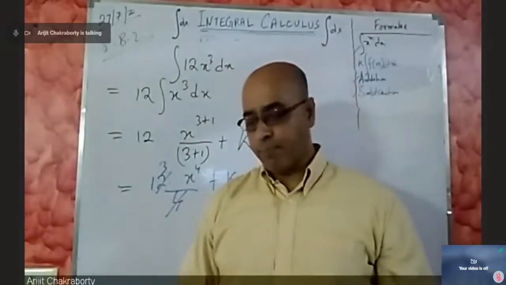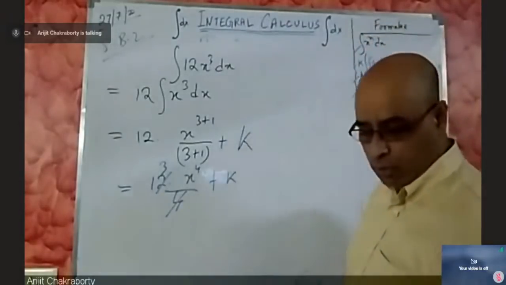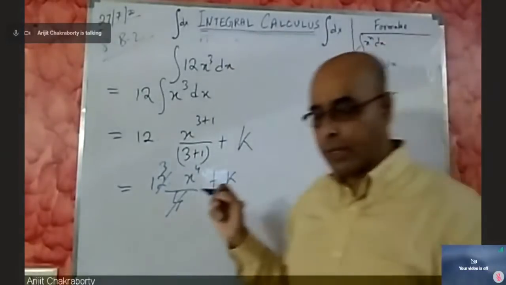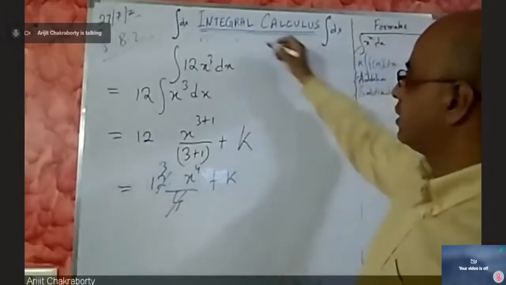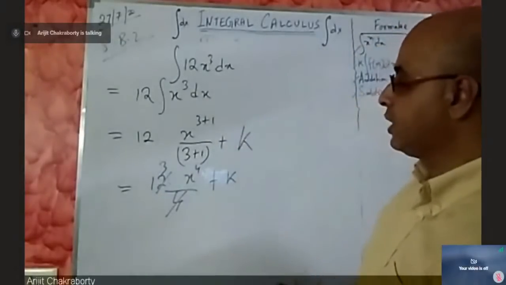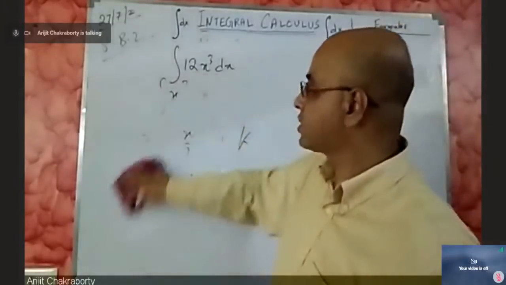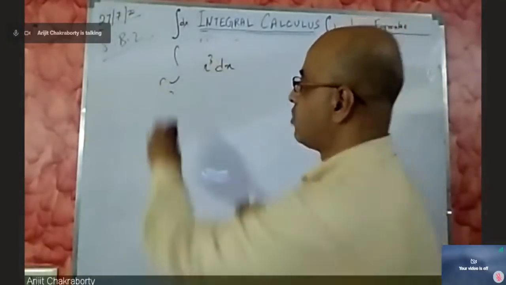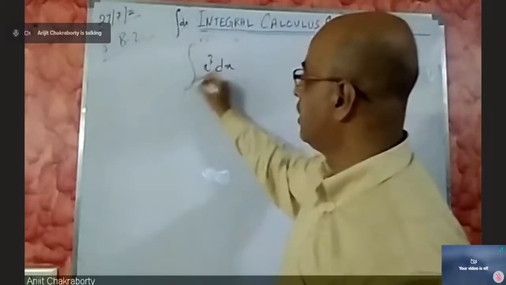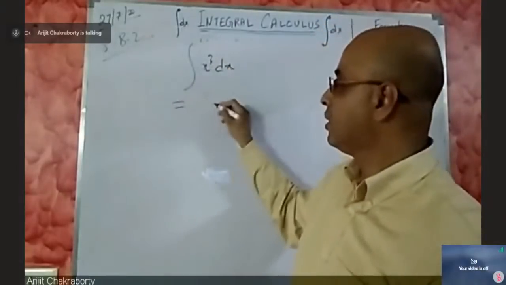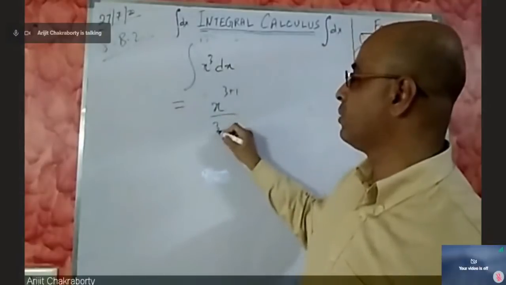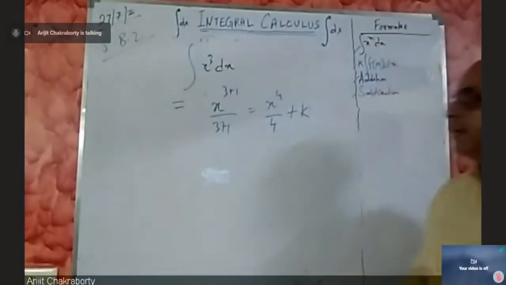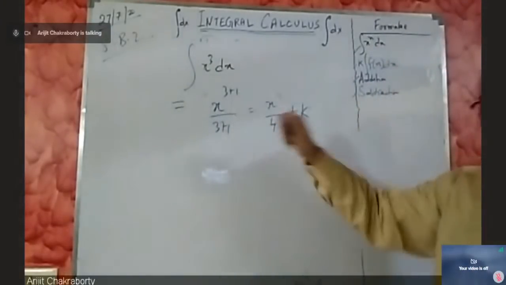Now we will take up another example, and the more we do, the easier it becomes for us. Let me request you to take up this one: integration of x cube dx. Okay, it's already done, but still, x cube dx. Instead of 12, you only have x cube. What will be the answer? x cube dx will be x to the power 3 plus 1 by 3 plus 1. So x to the power 4 by 4 plus constant k. So x to the power n plus 1 by n plus 1.